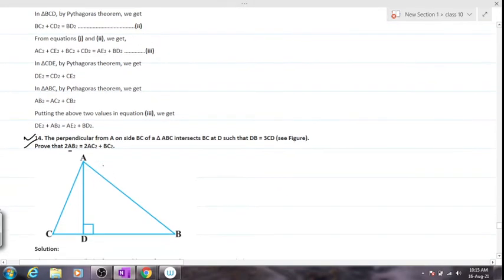So we see simply out here that AD is the altitude drawn, which intersects BC at D. Clear? You have to show this, given that DB is equal to thrice of CD. Is it clear? Now, do we see two right angle triangles out here, yes or no?